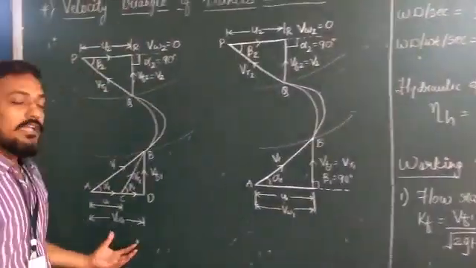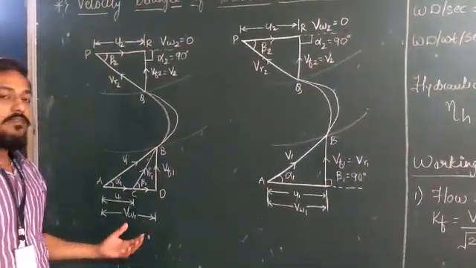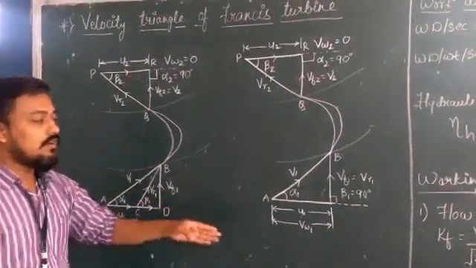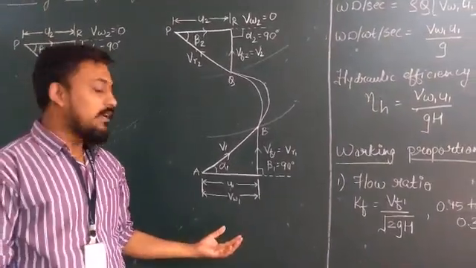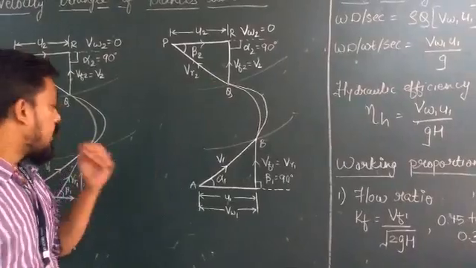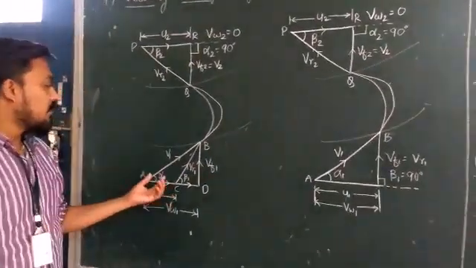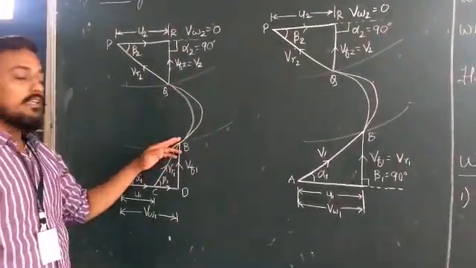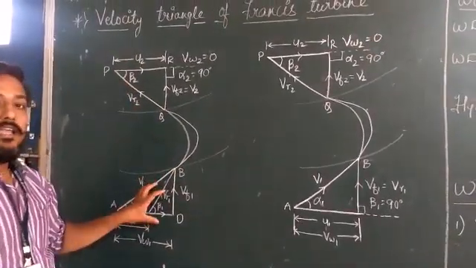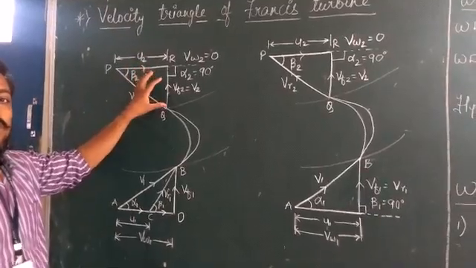In case of the old Francis turbine, water is coming out through the runner radially. In case of the modern Francis turbine, water will enter radially and it will discharge axially. You can see here that the water is entering here, that is the inlet side, and this is the outlet triangle. This one is the inlet triangle and this is the outlet triangle for the Francis turbine.